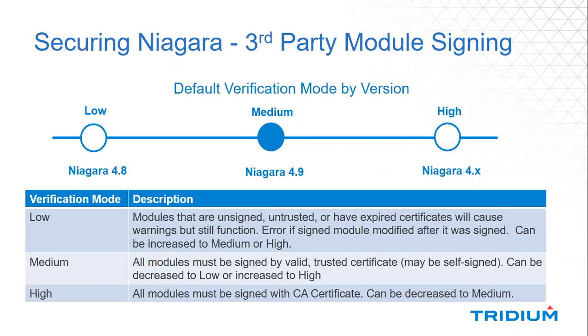And so in 4.8, we set the verification mode to low, which was pretty much unchanged functionality, but it gave you a warning to say, hey, something has changed here. This module is unsigned or it's untrusted.